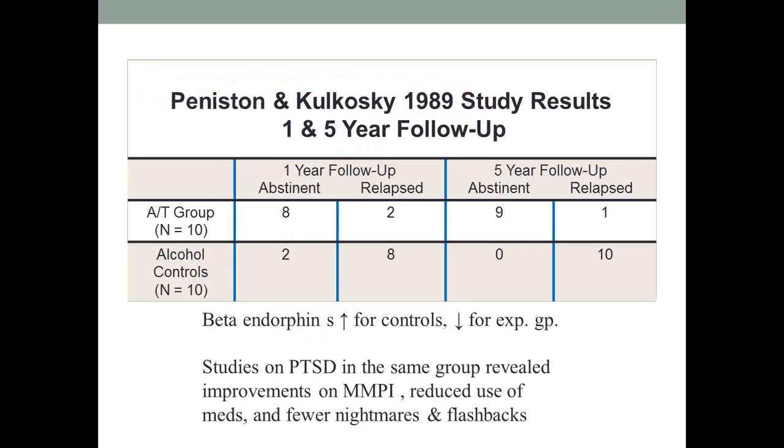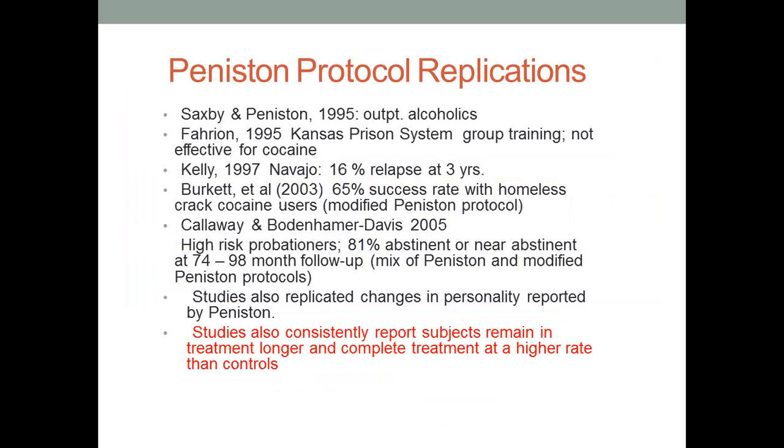This is a 1 and 5 year follow-up on the results, and you can look at the graphs there. Basically what you're going to see is that the alpha theta group did about 90% better than the alcohol controls: 9 abstinent, 1 relapsed, and all 10 relapsed in the alcohol controls. They also did studies of PTSD on the same groups, and that's how Peniston came to find that you would be able to resolve PTSD with the alpha theta process as well.